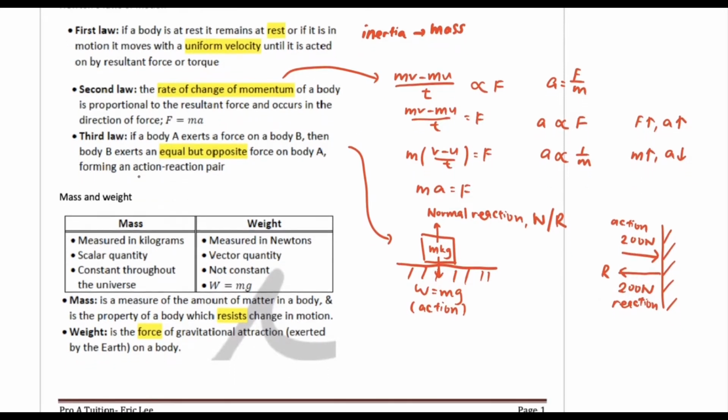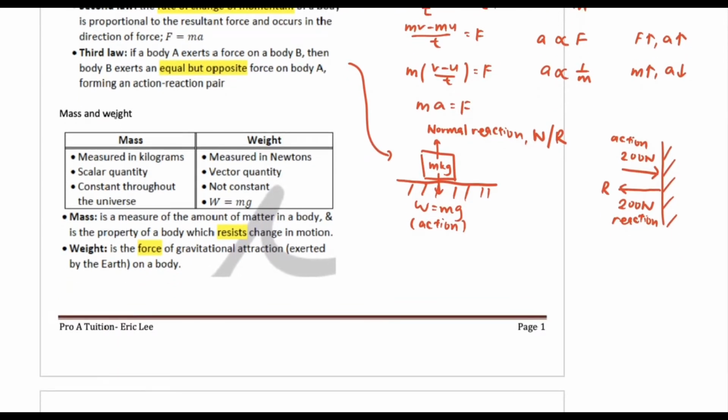Now we look at the next subtopic, mass and weight. Mass, measured in kilograms, is a scalar quantity, constant throughout the universe. That means wherever you go, whichever planet you go, the mass is still the same value, how many kg. So what is actually mass? Mass is the amount of matter in the body. That's why it is constant throughout the universe.